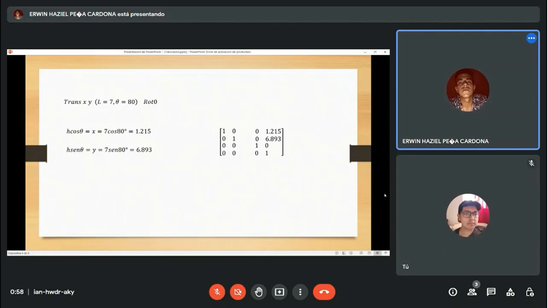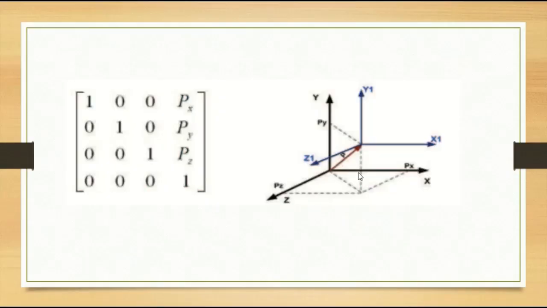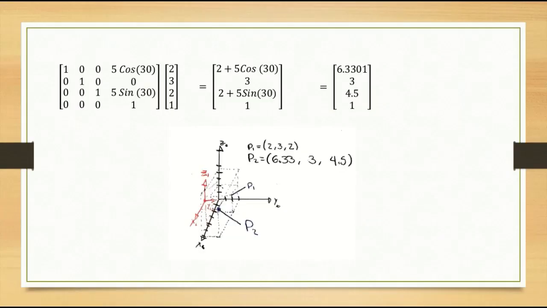In this way, we obtain the resulting matrix, which tells us that we have no rotation and that it moved at x 1.1115 and at y 0.80193.